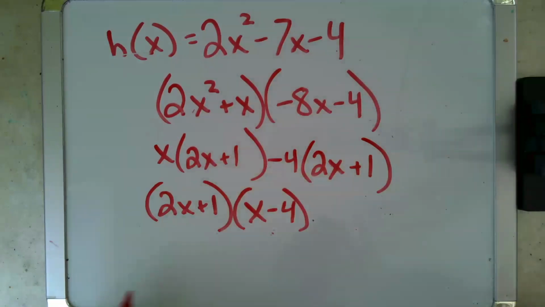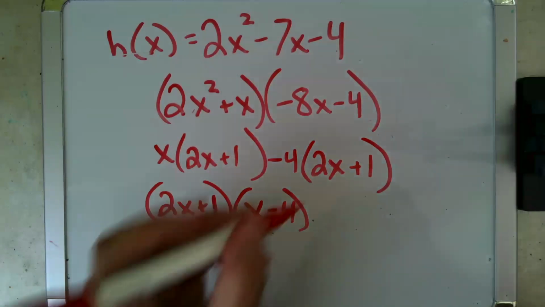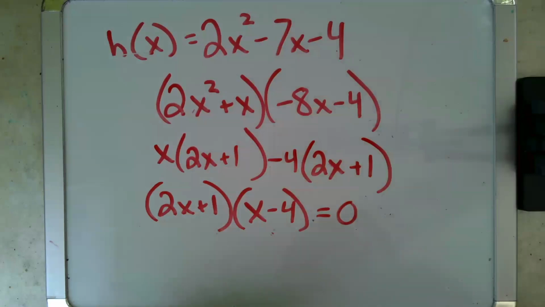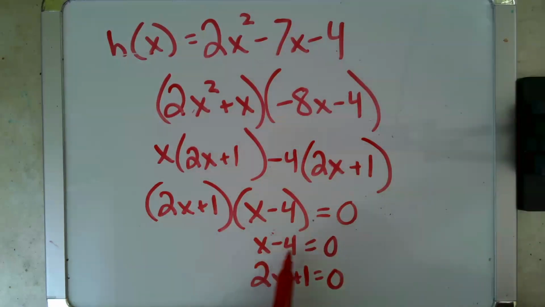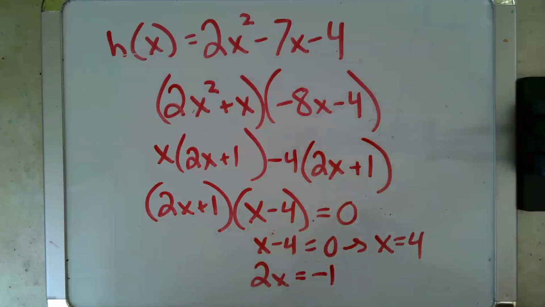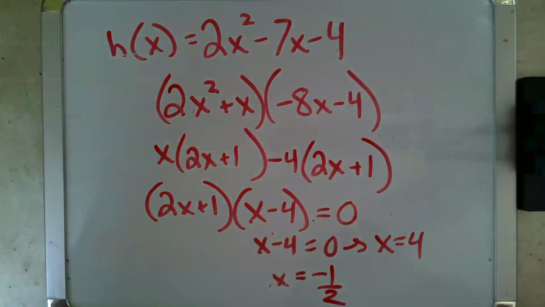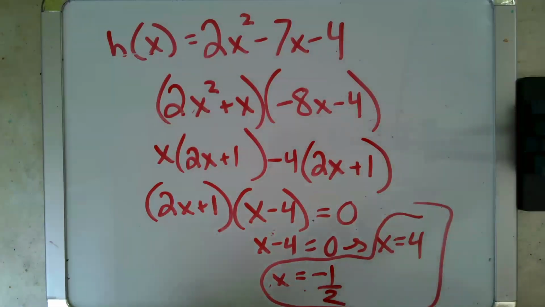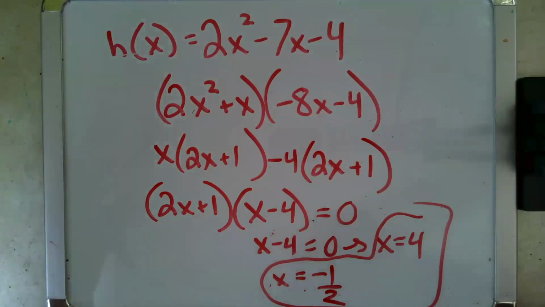Now, if I need to turn this into my zeros, then don't forget equals 0, which means each of them equals 0. Okay, x minus 4 equals 0 means x equals 4. For this one, I'm going to subtract 1 from both sides. I'm going to divide both sides by 2. And x equals same thing we got before. -1/2 and 4.